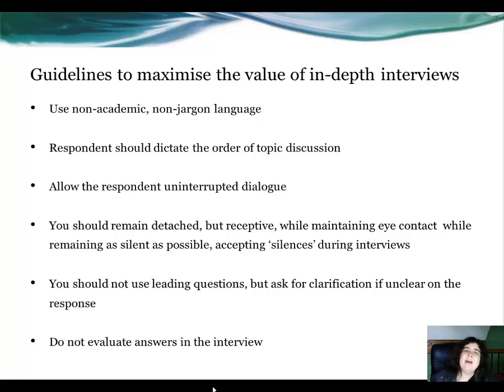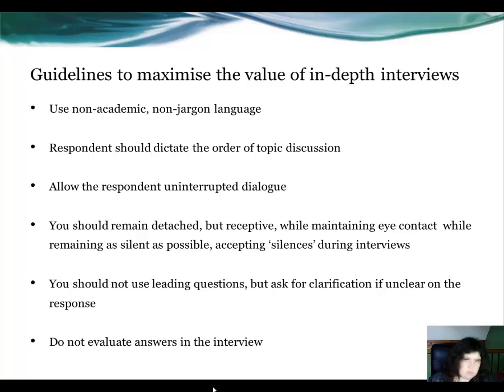So how can we maximize the value of in-depth interviews? The following points should benefit you. Use non-academic, non-jargon language. Put yourself into the shoes of others who may not understand the terms that you use. It should be the respondent, the interviewee, who dictates the order of topic discussion. That enables flow, it enables freedom, it enables the continuance of information being disclosed to you. So enable uninterrupted dialogue and discussion.